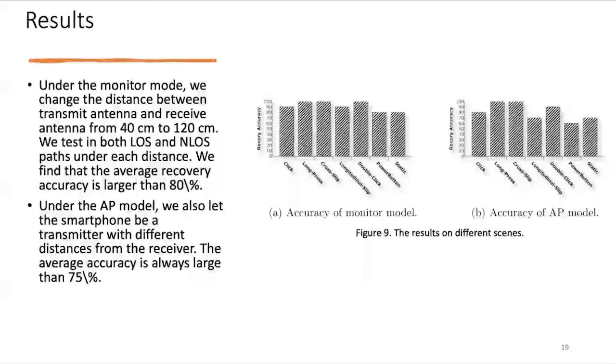Under the AP mode, we also let the smartphone be a transmitter at different distances from the receiver, and the average accuracy is always larger than 17.5%.